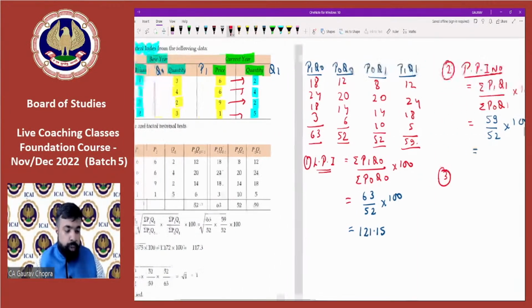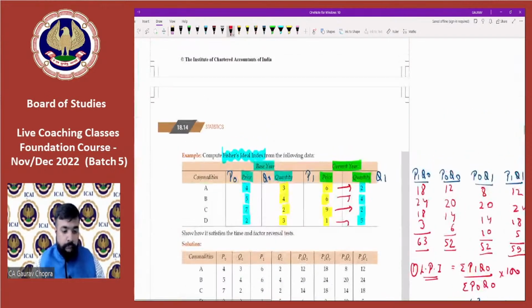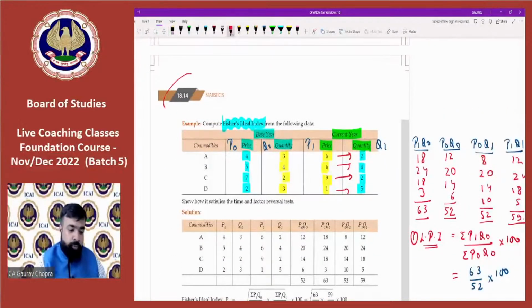Sagar is asking what is the page number of this example. Page number is 18.14.